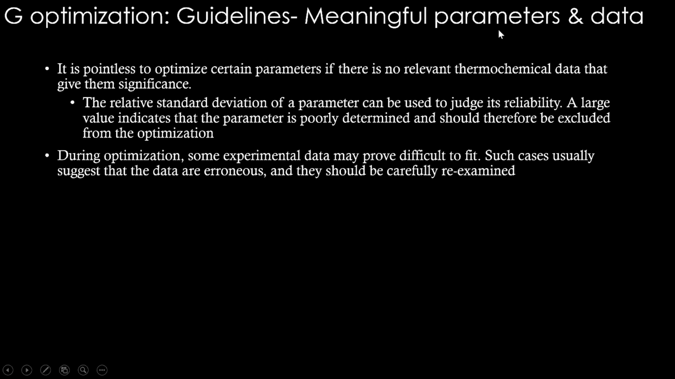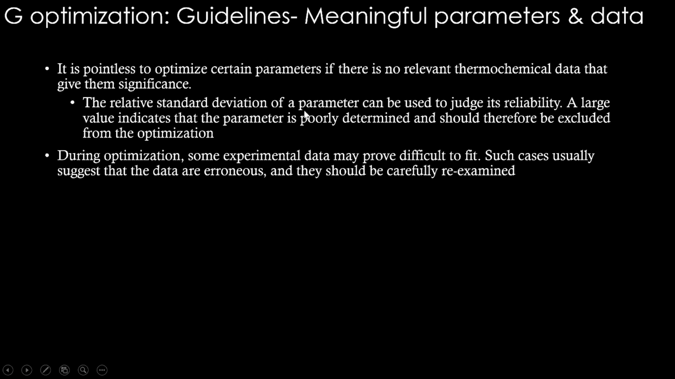Something about what are meaningful parameters and data. This is some extreme cases. Okay, let's see that. It is pointless to optimize certain parameters if there is no relevant thermochemical data that give them significance. Thermochemical data should be there in order to optimize certain parameters. So if you have some parameters modeled, it should have some connection to some Gibbs energy data, some thermochemical data. If it is not there, it is difficult to optimize.